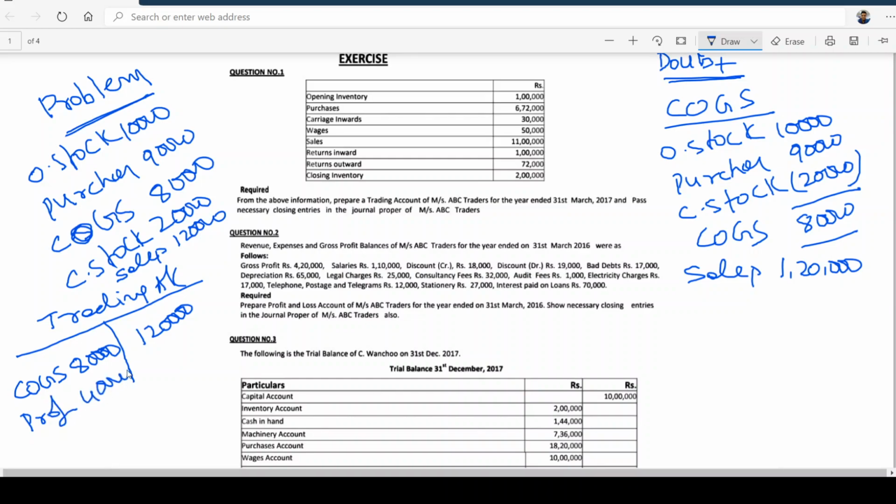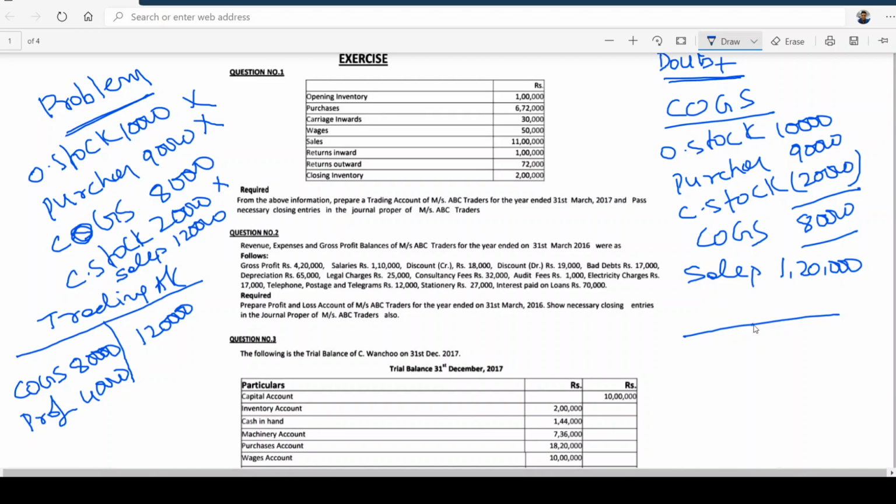I told you, when cost of goods sold is given, even if opening stock is given, that is not to be taken. Purchase is given, that is not to be taken. Closing stock is not to be taken, because opening stock plus purchases minus closing stock is equal to cost of goods. Suppose you say, no sir, I want to take them, then don't take cost of goods. Simple logic. I'll tell you here.